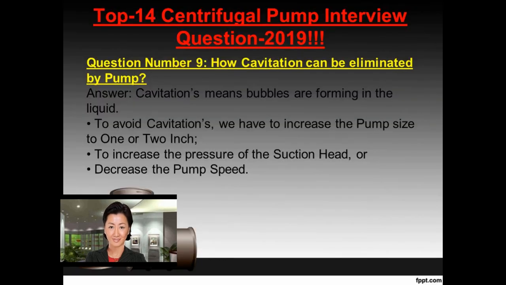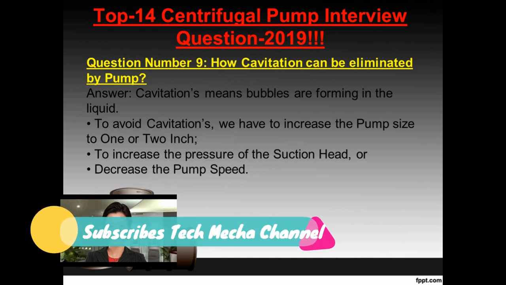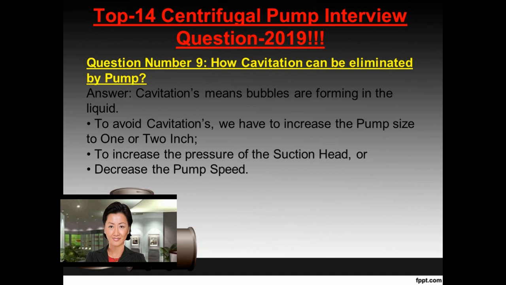Question number 9. How can cavitation be eliminated in a pump? Answer. Cavitation means bubbles are forming in the liquid. To avoid cavitation, we have to increase the pump size by 1 or 2 inches, increase the pressure of the suction head, or decrease the pump speed.